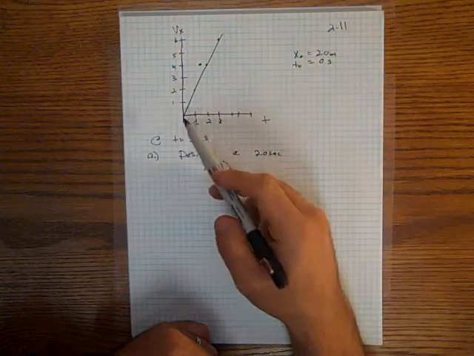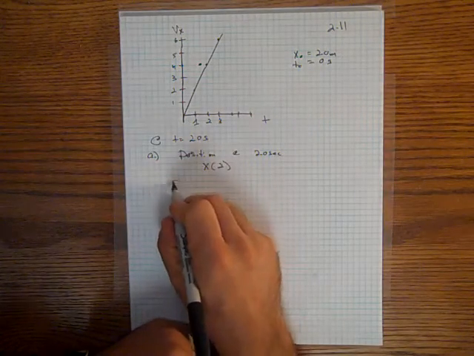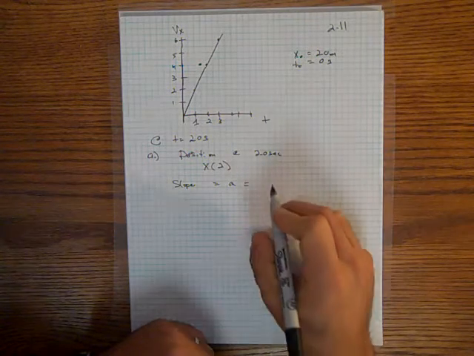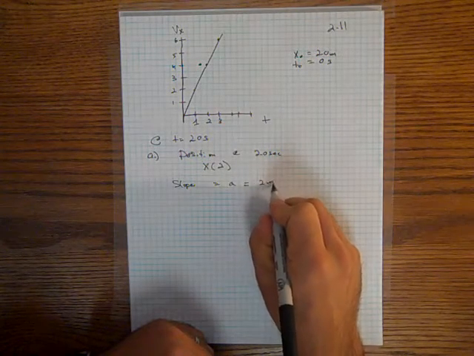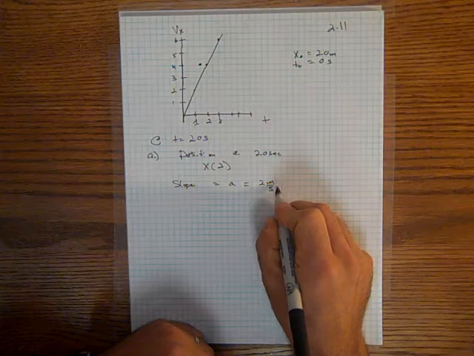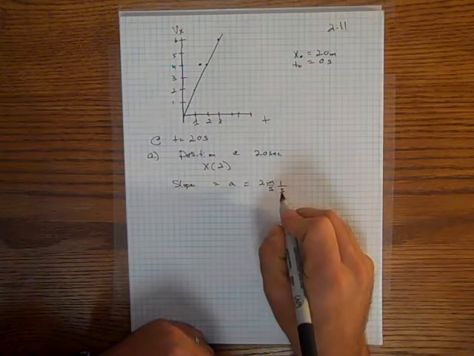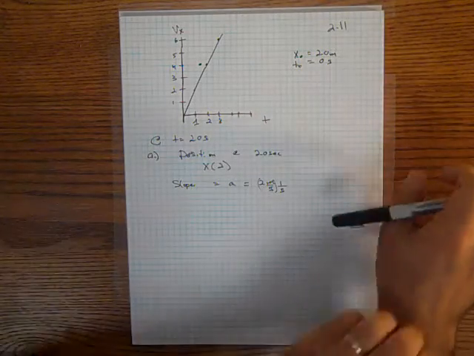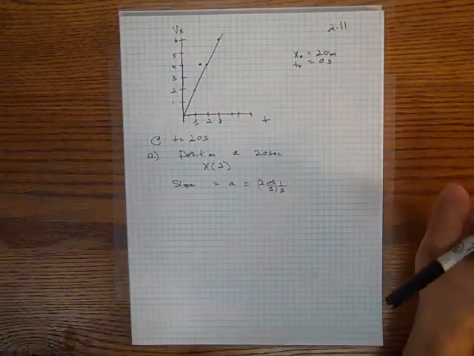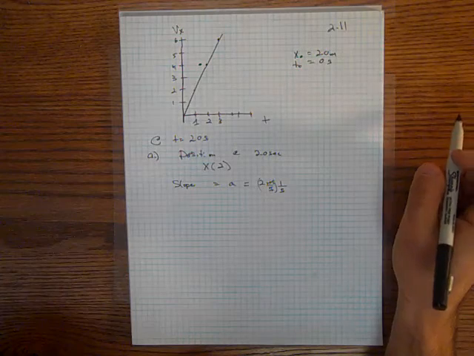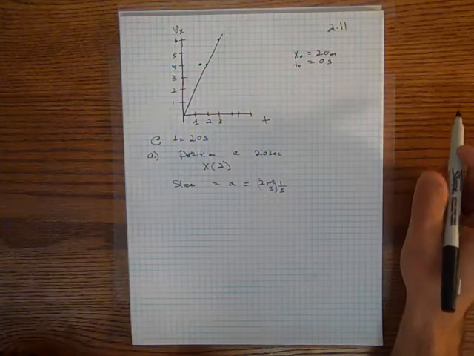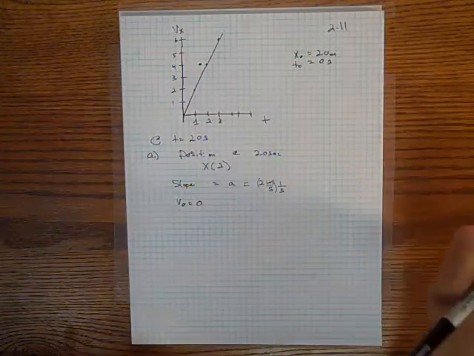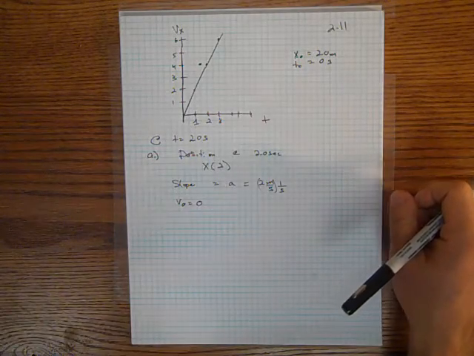The slope of this line, which is equal to the acceleration, is 2 meters per second per second. That's how much the velocity is increasing. So we know that the acceleration is constant. We also know what the initial position is, and we also know that the initial velocity is 0. So it turns out that we have everything that we need for this problem.